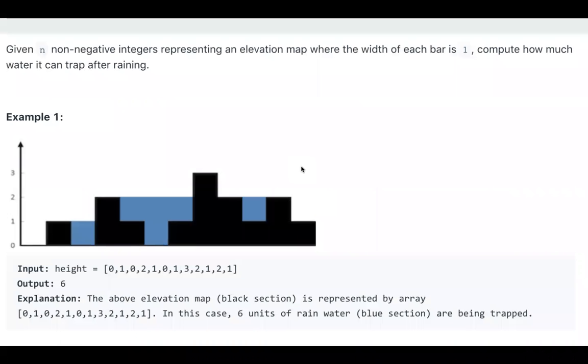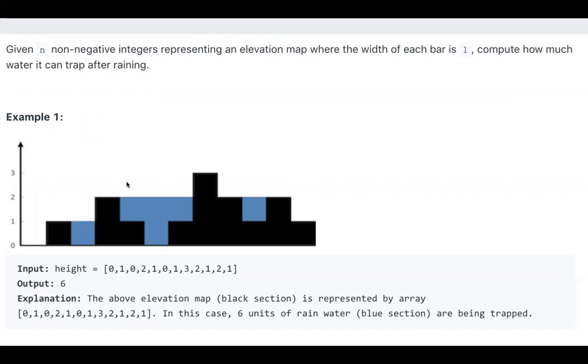So the problem is, given non-negative integers representing an elevation map, where the width of each bar is 1, we need to compute how much water it can trap after raining. For example, the heights are 0, 1, and so on, and the graph will look like this. And the output is 6.